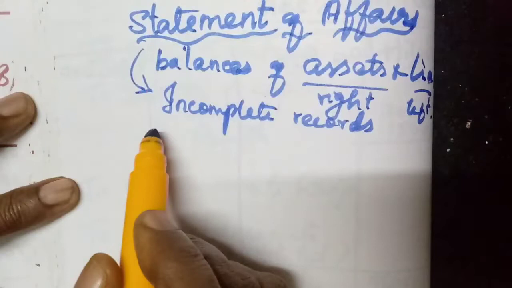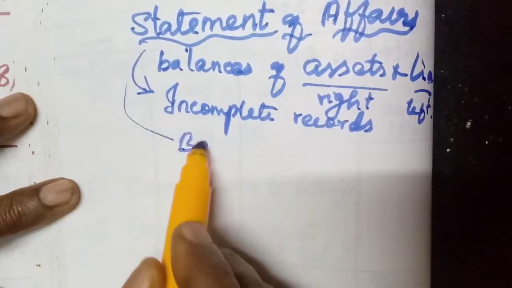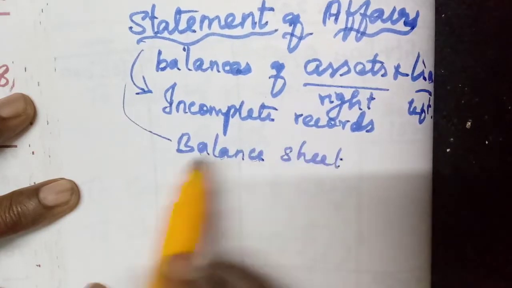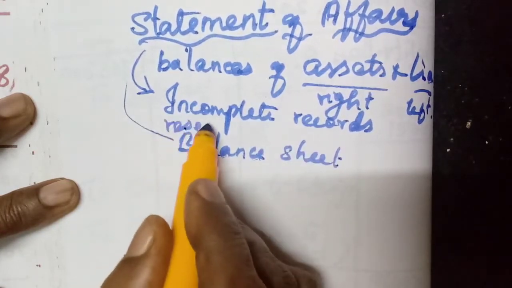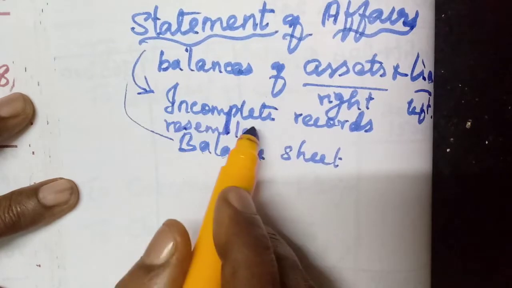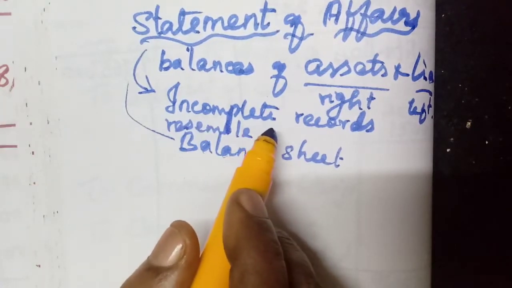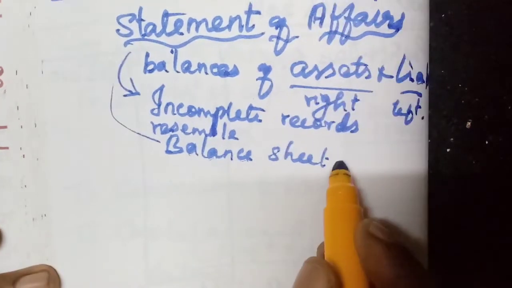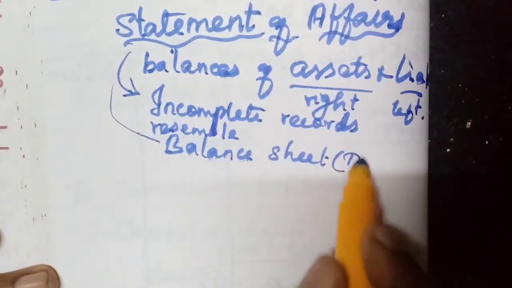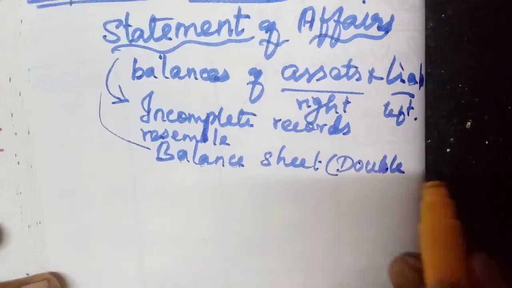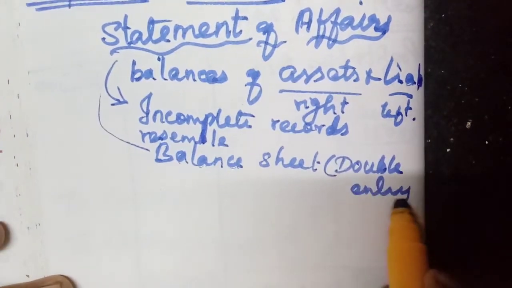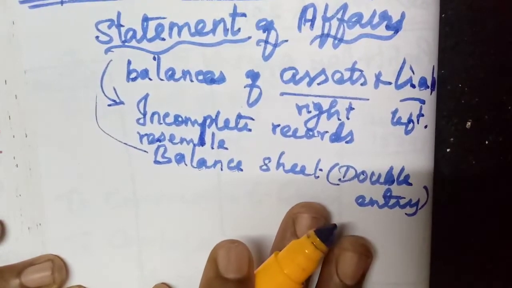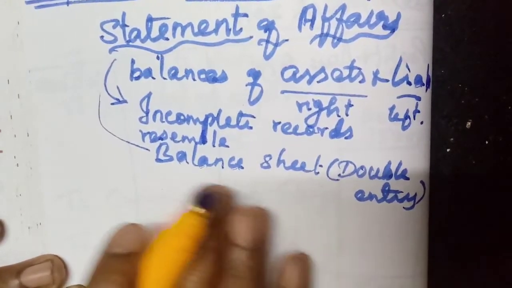This statement of affairs is like a balance sheet. It is not exactly a balance sheet, it resembles a balance sheet. Resemble means resemblance, somewhat. Why is it not called a balance sheet? Because the balance sheet is prepared by all the organizations who follow the double entry system, isn't it? Only those who follow the double entry system can maintain the balance sheet.